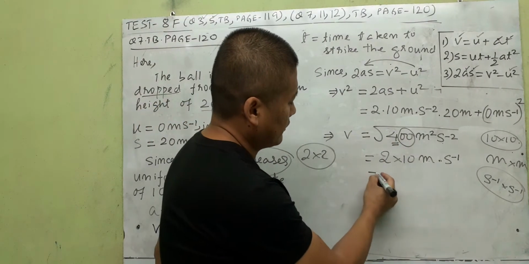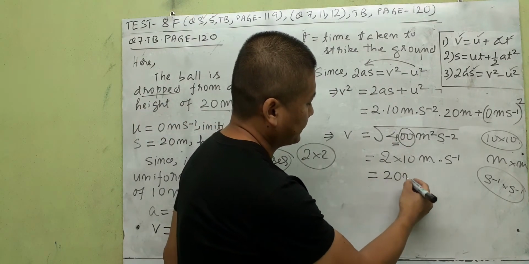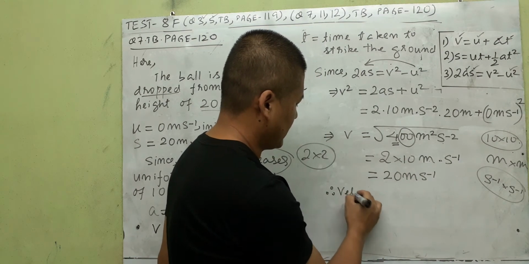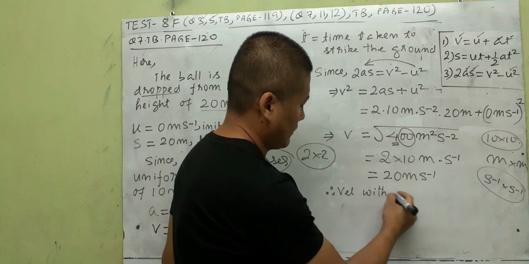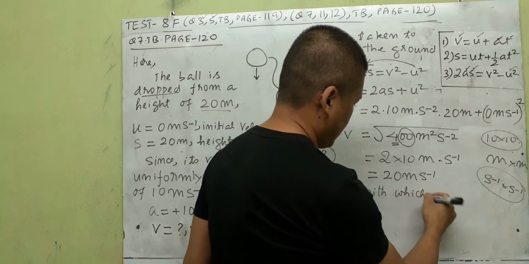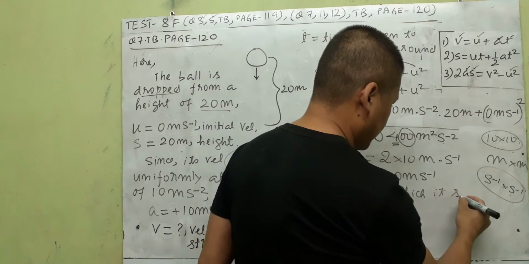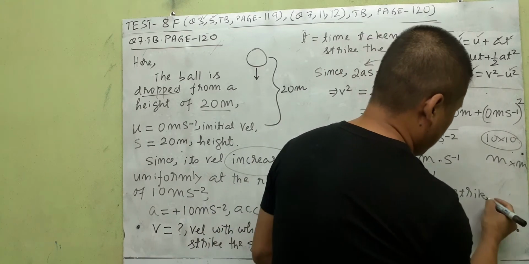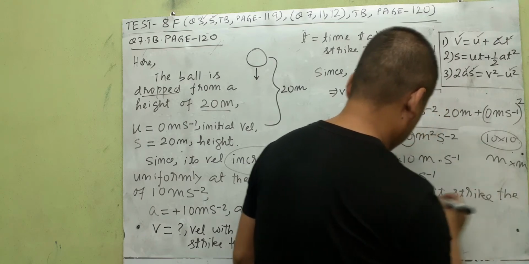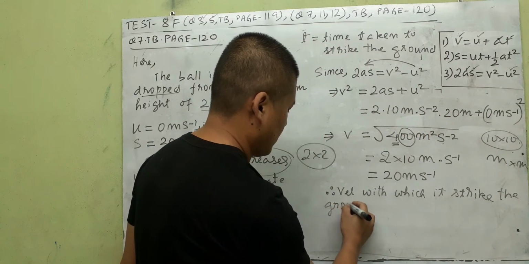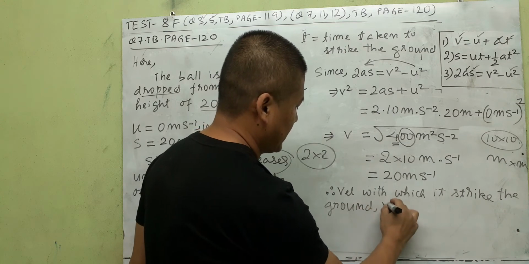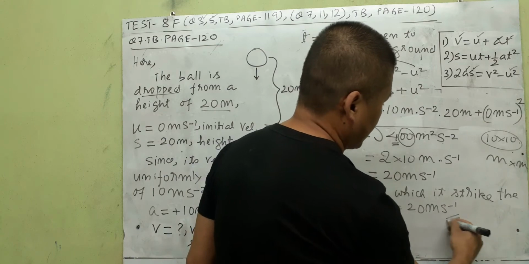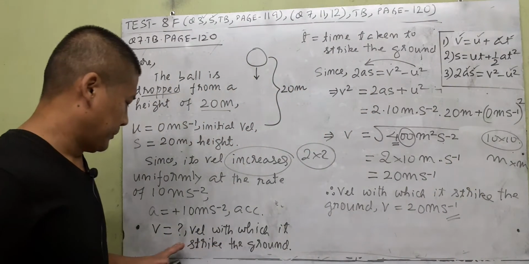So the velocity with which it strikes the ground is 20 meter per second. So you can write here, velocity with which it strikes the ground, which we have taken in the beginning as V, is equal to 20 meter per second. So that is our answer for this one, V.